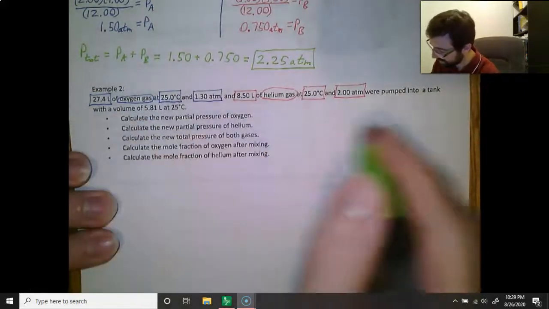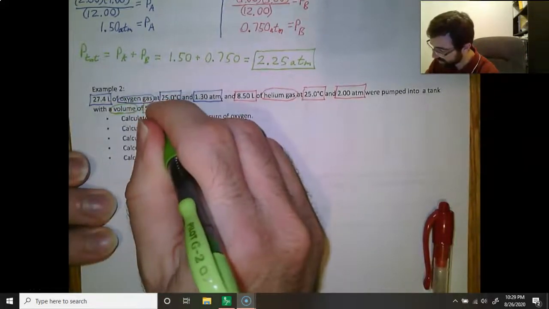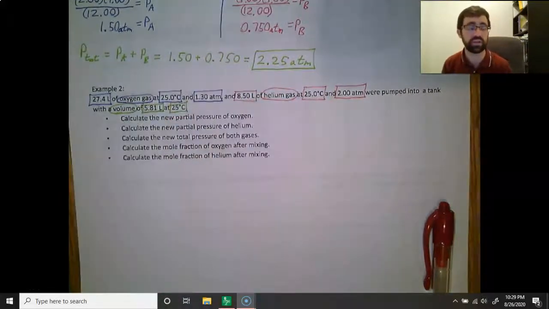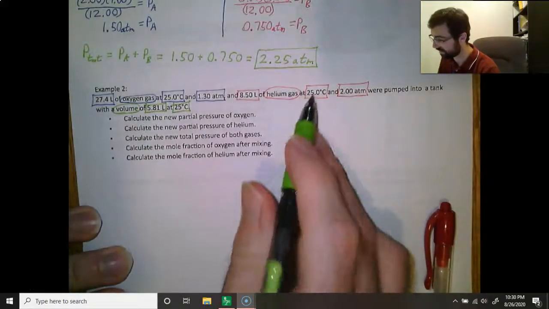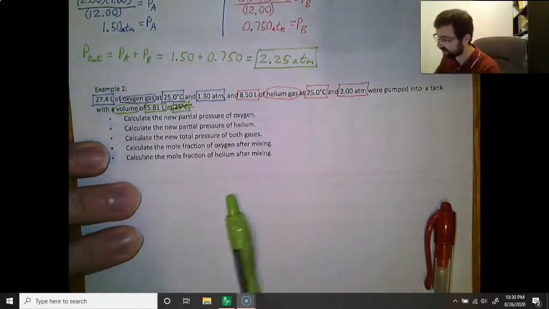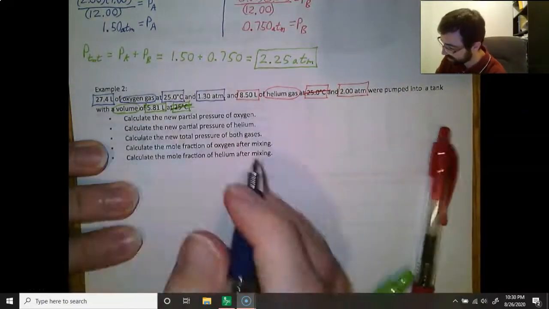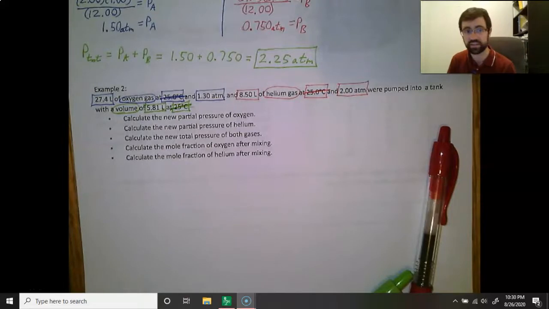So the new tank, it's a new volume, 5.81 liters at 25 degrees Celsius. Now, if I need to use those temperatures, I'll have to convert them over to Kelvin. But let's look at it first. Did the temperature change? 25 degrees Celsius, 25 degrees Celsius, 25 degrees Celsius. No, the temperature did not change. So even though I squared it because I thought it was important, I'm going to go back and cross it out. Since it does not change, I'm not even going to use that. It's a constant. It's not needed for this problem. All right, now let's continue.